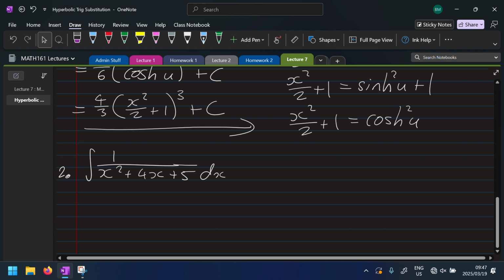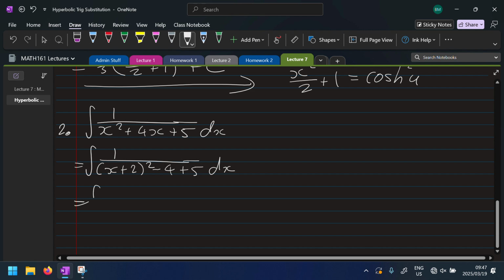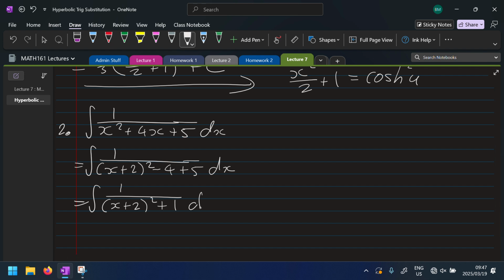The first thing we need is some x squared plus a squared in the bottom there. So we need to complete the square. This is going to be the integral of 1 over (x plus 2) squared minus 4 plus 5. So this will be the integral of 1 over (x plus 2) squared plus 1. So we did completing the square, and we've got our x squared plus a squared. That is a sine hyperbolic substitution, the same as the first one.